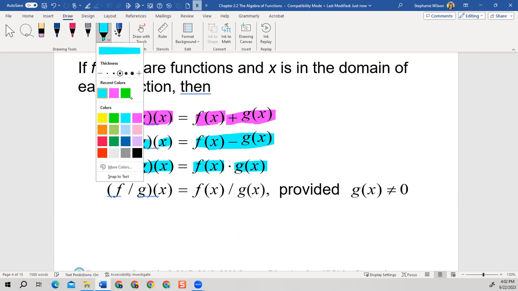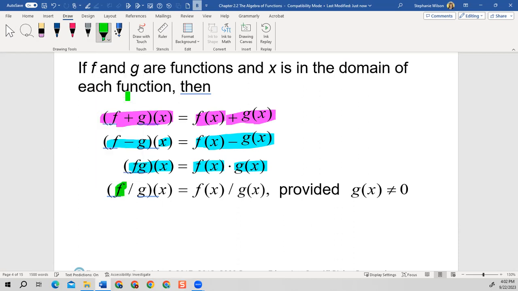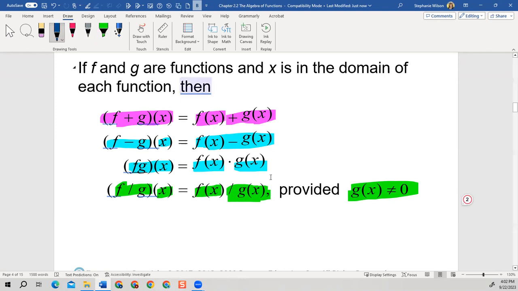If I have f divided by g of x, then that's the same as saying f of x divided by g of x. Now remember, the denominator cannot be 0, so that's why it says the g of x function cannot equal 0. If the f of x function had been in the denominator, it would have said f of x couldn't equal 0. All right, so let's move to the next slide.